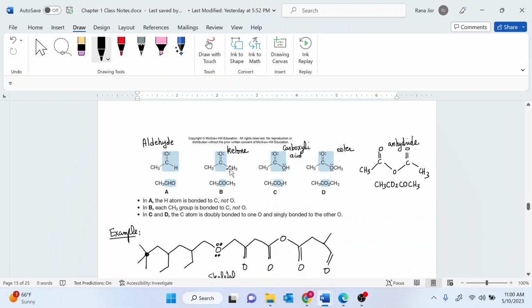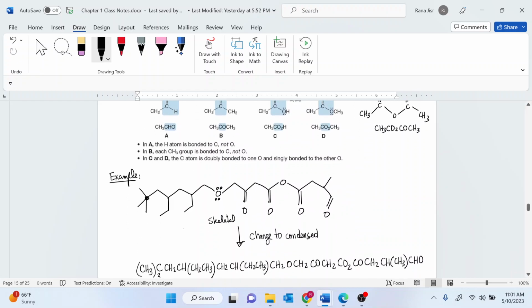If it is connected to a carbon, then we call it a ketone. If it is connected to an OH, we call it a carboxylic acid. And if it is connected to an oxygen and a carbon, we call it an ester. And if we have two carbonyls separated by an oxygen, we call it an anhydride. Give yourself some time in there because we will hit on those in chapter number 3. These are called functional groups.